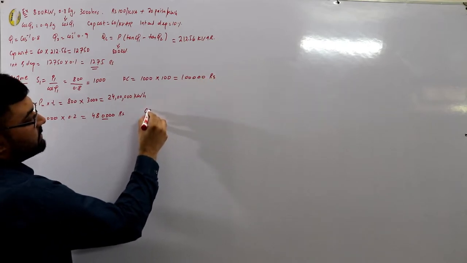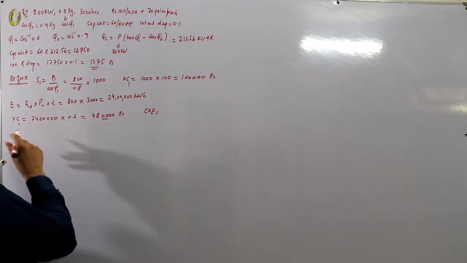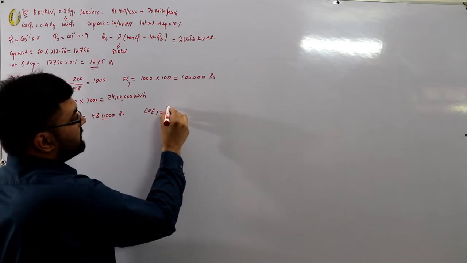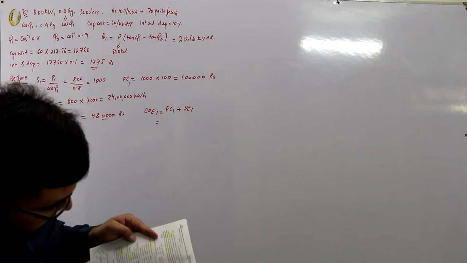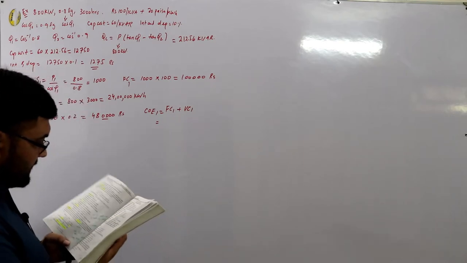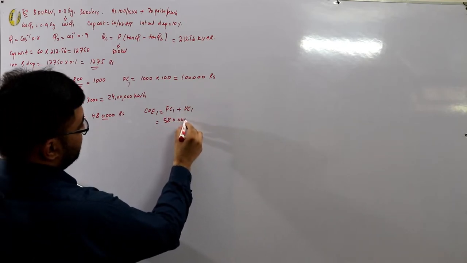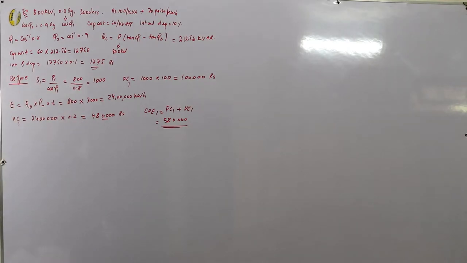So now for the total cost of electricity, I would name it fixed cost 1 and variable cost 1. This one is for before power factor correction. So this comes out to be fixed cost 1 plus variable cost 1, and the total cost is 580000. So this is the cost of electricity before power factor correction.